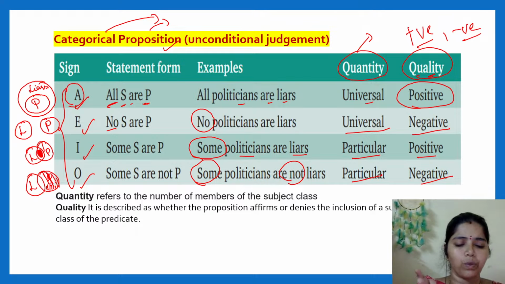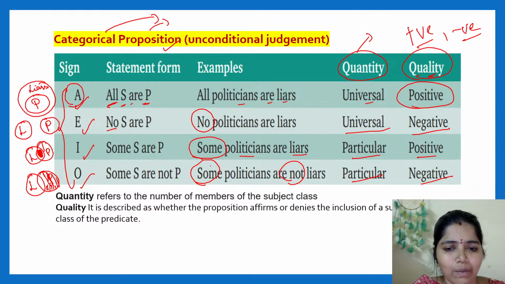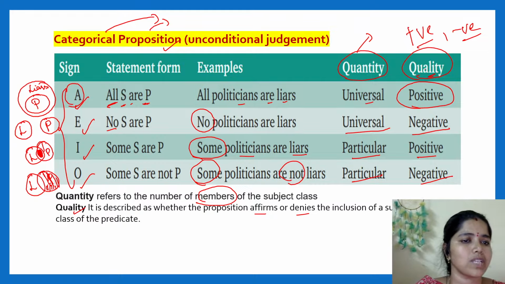You have to be clear with what is A type, E type, I type and O type, and you have to be clear with the quantity and quality. Enough, so we'll move to the next one. The quantity refers to the members of the subject class. The quality affirms or denies the inclusion of the subject within the class of the predicate. Don't get confused, just remember positive and negative. If this is positive, this is positive. E type is negative, O type is negative.